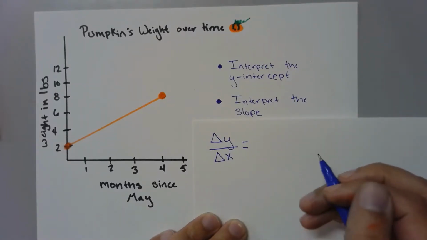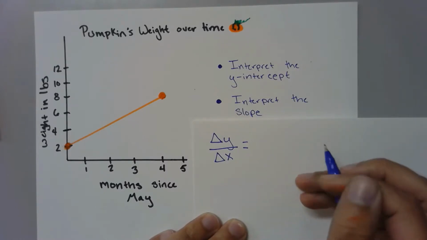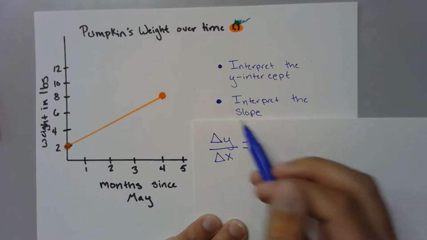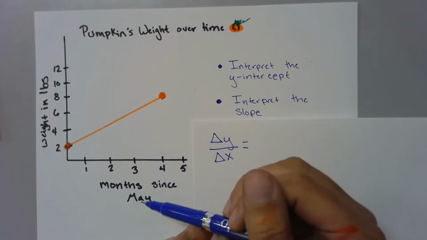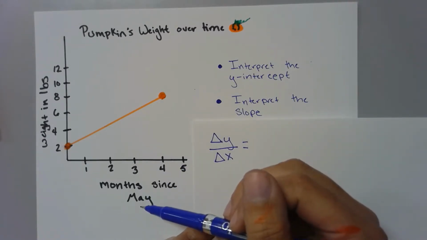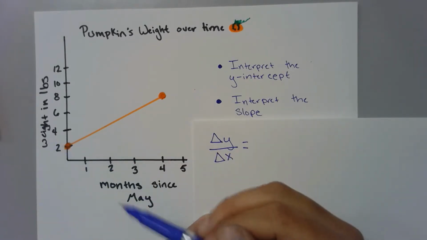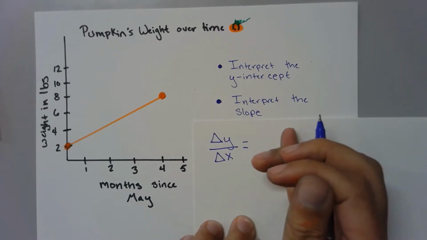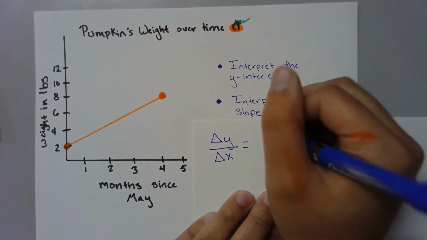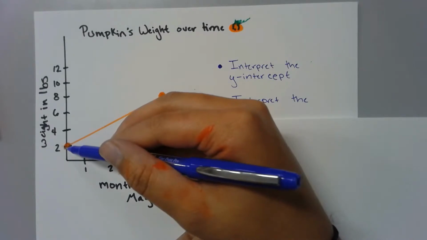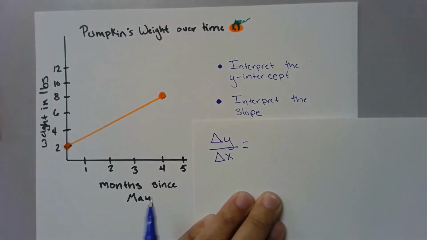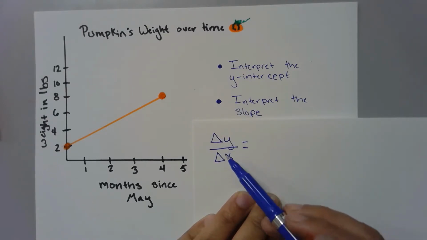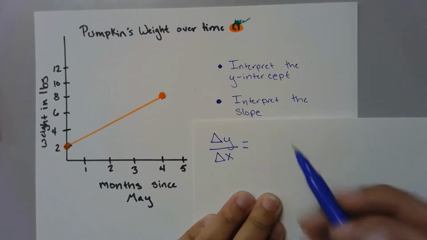Hey folks, so if I want to interpret the slope of this graph that's talking about pumpkin weight over time, really all I need to do is find my slope, and then I need to take a look at my x and my y axes and interpret what my slope means in those values. So slope, if you're not aware, is a rate of change. It tells me how to get from one point to another on my graph, and it relates units, whatever my units for my y-axis are and whatever the units for my x-axis are.